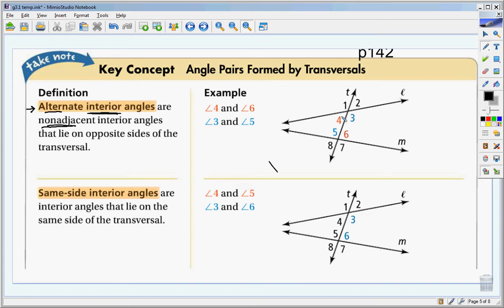So they're alternate interior. 4 and 6 are on the inside, both on the interior, but they're on alternate sides of the transversal. So the name kind of makes sense.